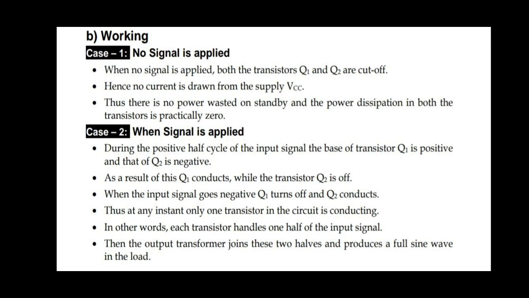Thus at any instant only one transistor is conducting. In other words, each transistor handles one half of the input signal. The output transformer joins the two halves and produces a full sine wave in the load, even though each transistor's working angle is less than 180 degrees. So there is no loss of the signal.